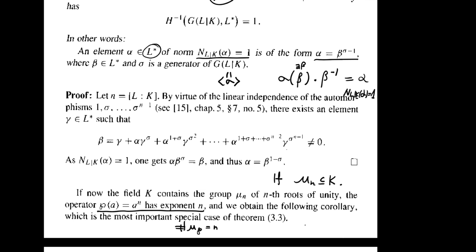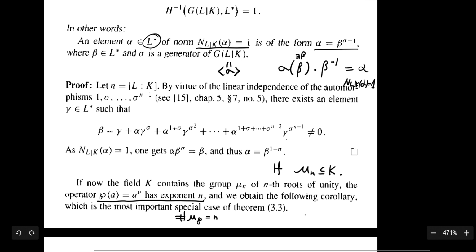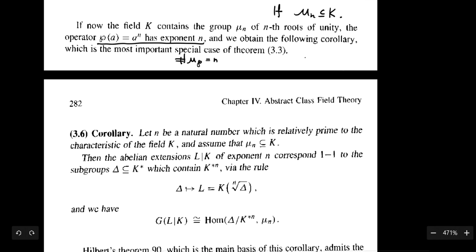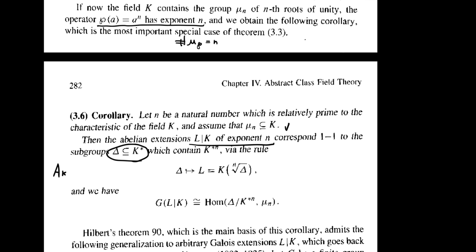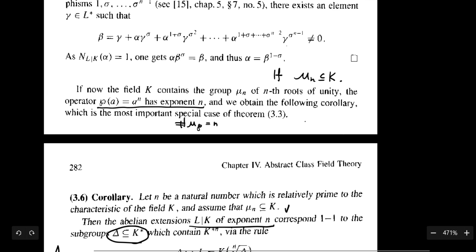And we obtain the following corollary, which is the most important special case of theorem 3.3, that's the normal correspondence. Let n be a natural number which is relatively prime to the characteristic of the field K and assume K contains mu n. The Abelian extensions with exponent n correspond one to one to the subgroups. Okay, because as we mentioned, usually it's for A K. In this case, we have a specific A K.